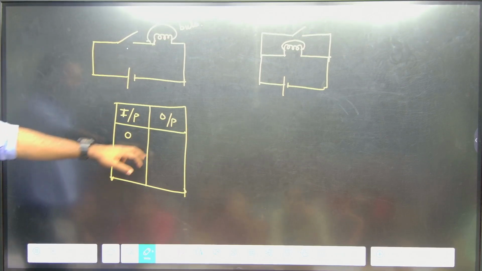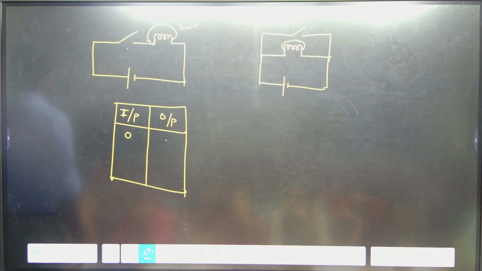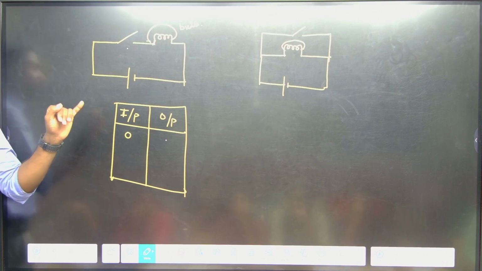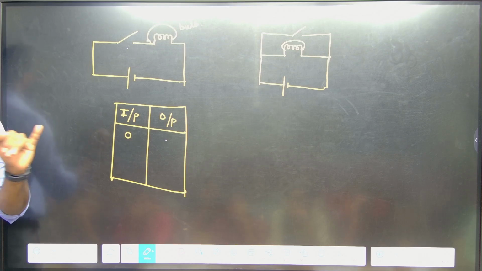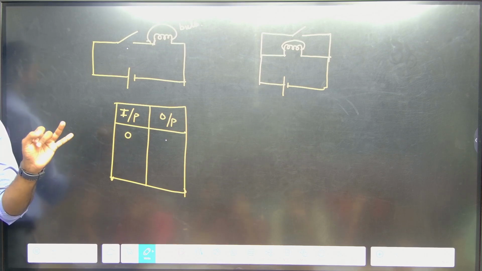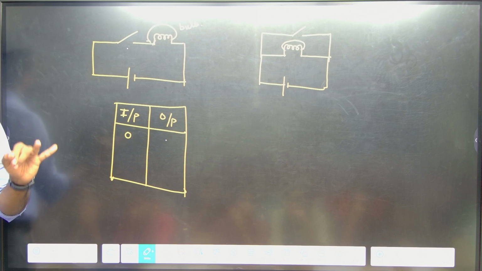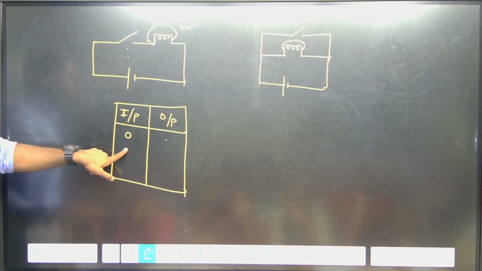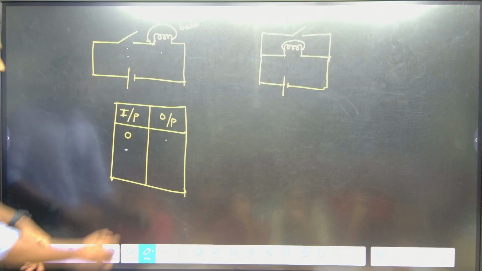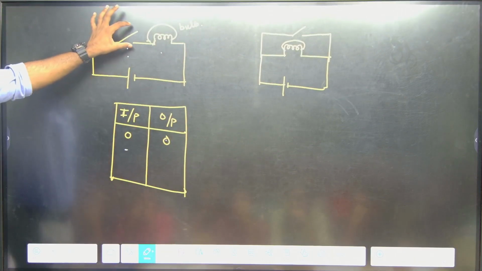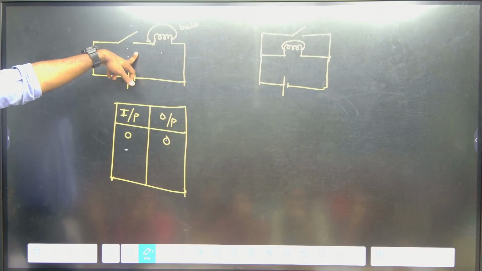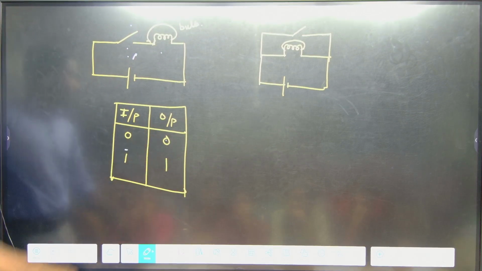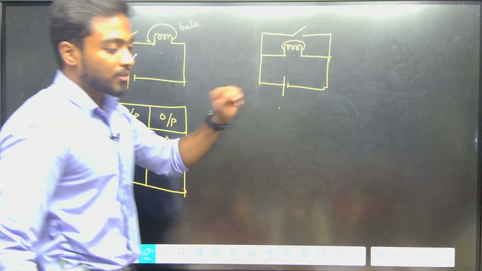What will be the output? For example, if the bulb is glowing, it is 1. Bulb is not glowing, it is 0. Switch is on, it is 1. Switch is off, it is 0. Switch is off now, so 0. So the bulb is glowing, so again 0. Now I will close the switch, which means it is on, which is nothing but 1. What will be the output? 1. Okay. Now we will talk about this case.